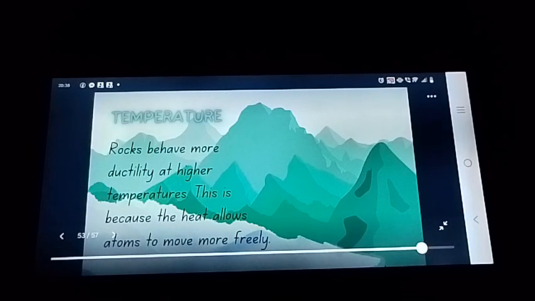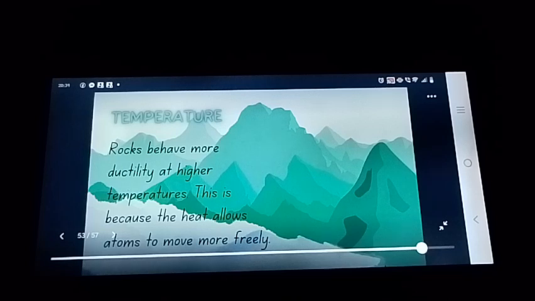Temperature. Rocks behave more ductilely at higher temperatures. This is because the heat allows atoms to move more freely. So imagine you're trying to bend a piece of chocolate. If it's cold, it will snap. But if it's warm, it will bend easily. This is because the heat makes the chocolate softer and more pliable. It's similar with rocks. Temperature plays a crucial role in how rocks deform.